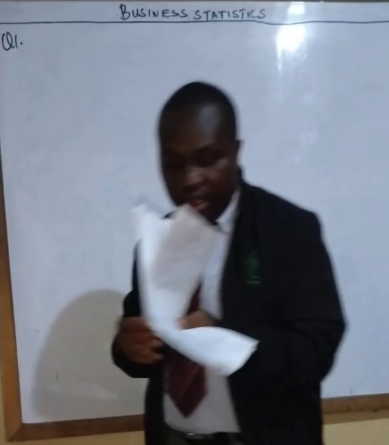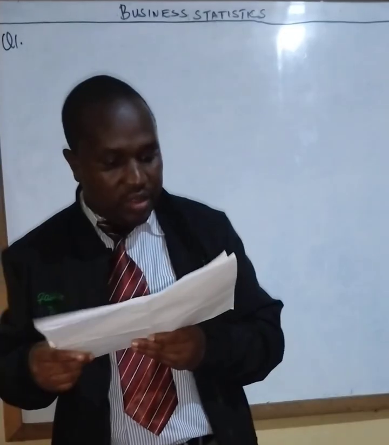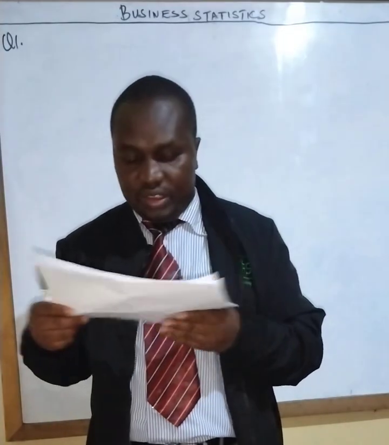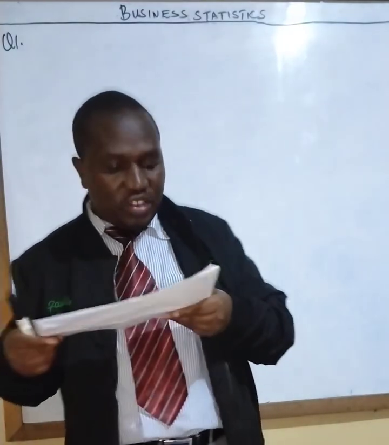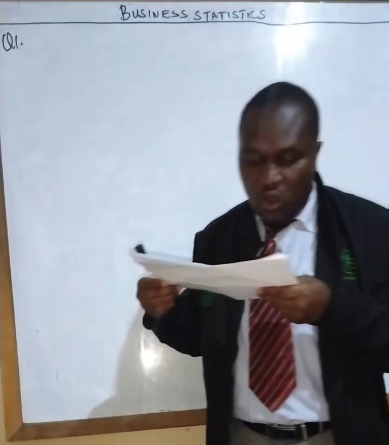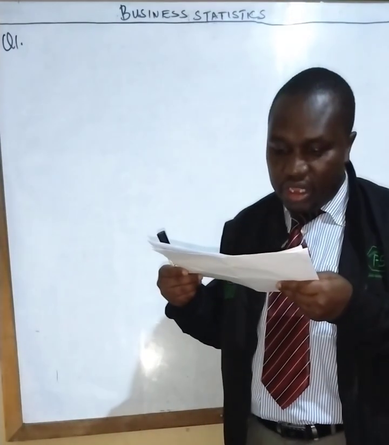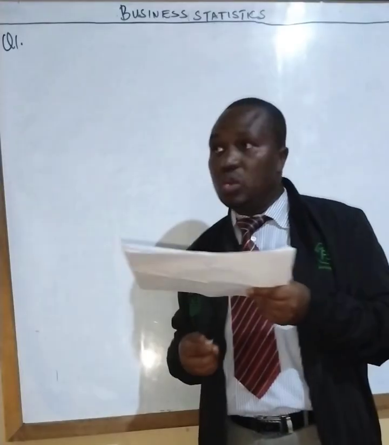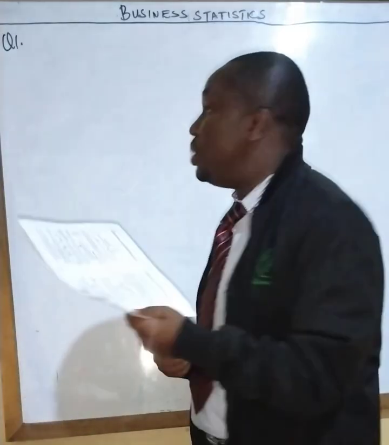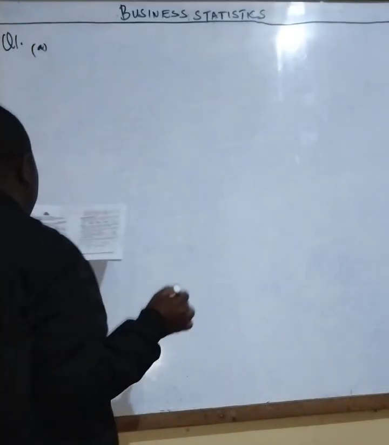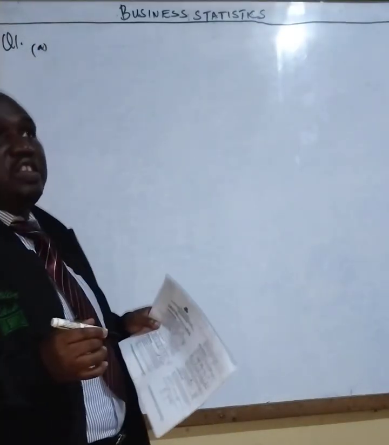Now, question 1 has been categorized into 7 units. The first question says, list down 4 reasons for sampling in statistics. So, list 4 reasons why sampling is important. That is A. In A, they are talking about the reasons why sampling is important.